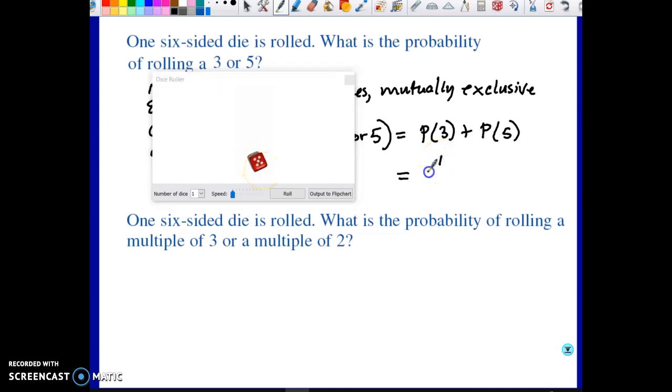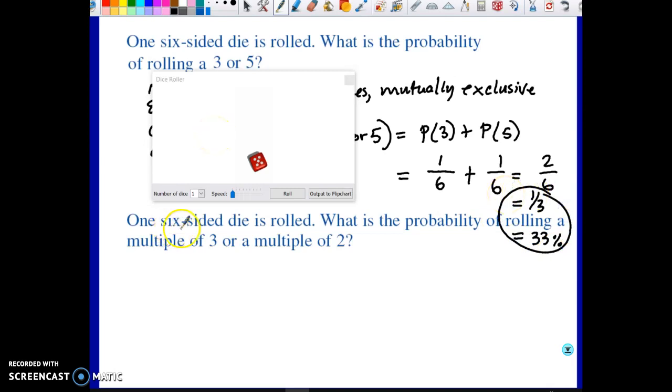And there's only one 3 on there. So it's 1 out of 6 for the 3 plus 1 out of 6 for the 5. So that'd be 2 out of 6. That's 1/3. Excuse me, or that is 33%. So that is the answer for the first part.